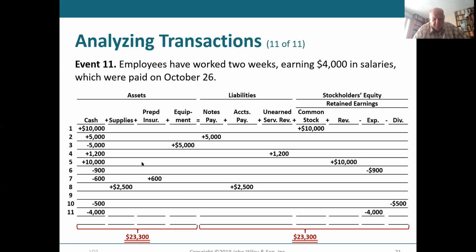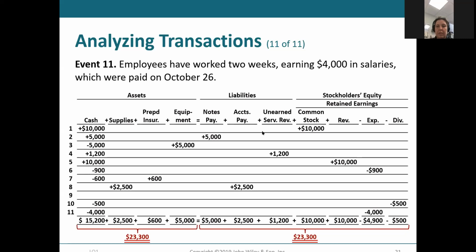That's what equals the 23,300. Now you go equals notes payable, plus accounts payable. Now here's where I really want to call your attention. You have a heading called stockholders' equity. That consists of common stock plus the revenue minus your expenses minus dividends. So that's just a brief look at doing some transactions before we get into the accounting terms of debits and credits.